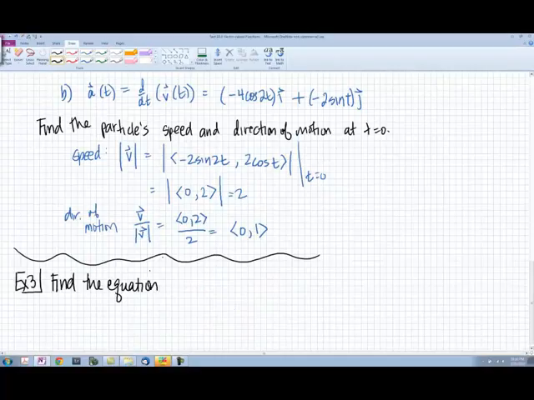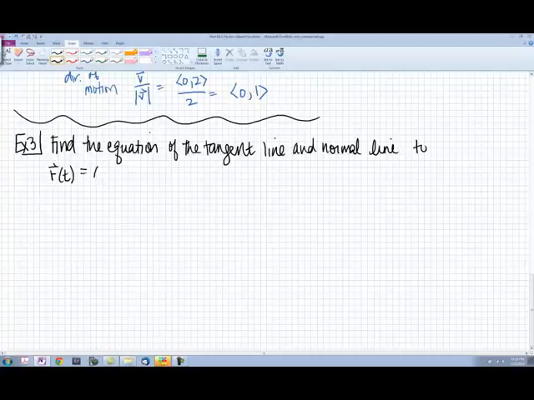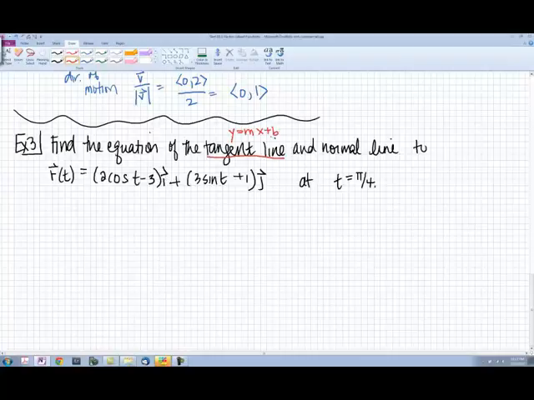0, 1. Let's find the equation of the tangent line and normal line to vector r of t equals 2 cosine t minus 3 times vector i plus 3 sine t plus 1 times vector j at time t equals pi over 4. Let's first just work on the tangent line equation. The tangent line equation is really the slope, and we need to know the y-intercept. We need to find the slope, or dy/dx, at time pi over 4. So if we're trying to find slope here, that means we again need dy/dt over dx/dt, just like when we did them with the parametrics.